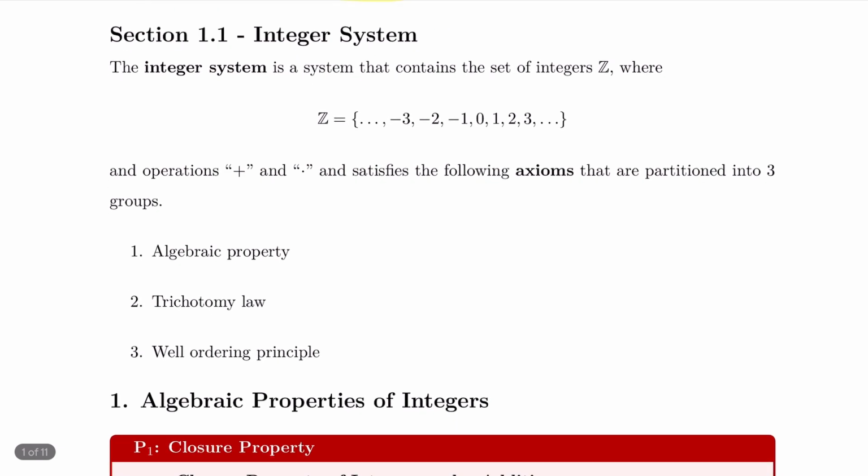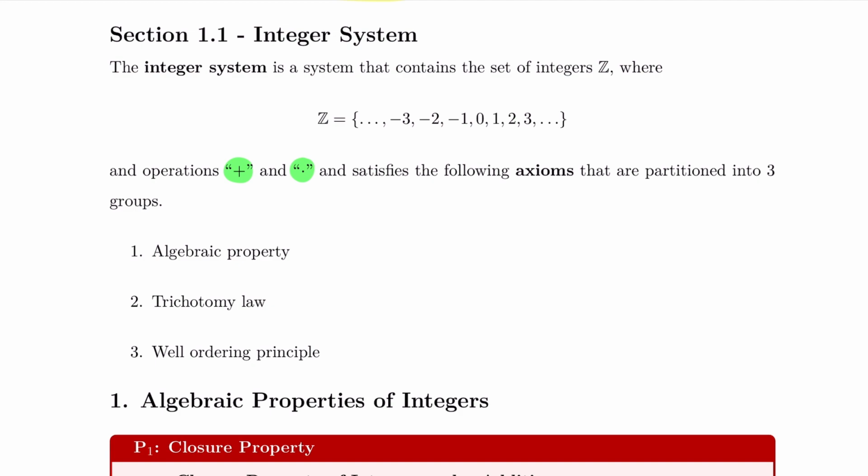We know that the set of integers is denoted by this Z, okay, which is a set containing 0, 1, 2, 3, 4, 5, 6, all the way and so on, and negative numbers, minus 1, minus 2, minus 3, minus 4, minus 5, and so on. In the integer system, the plus sign and this dot sign satisfy the following axioms.